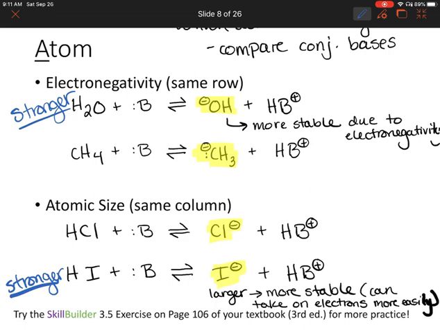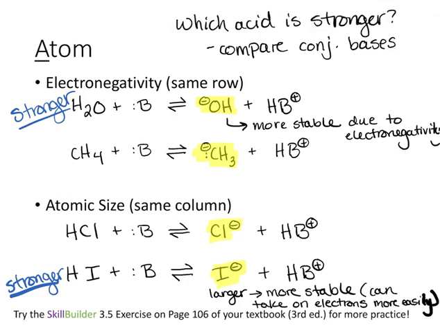Okay, so we've gone through charge and atom. Next is resonance. But before we do that, I do encourage you to try the Skill Builder 3.5 exercise on page 106. This focuses specifically on atoms. So it'll give you more practice comparing conjugate bases and their stabilities based on the atom in the conjugate base.